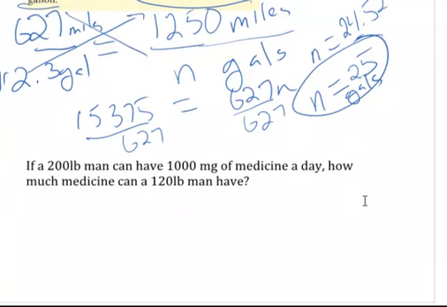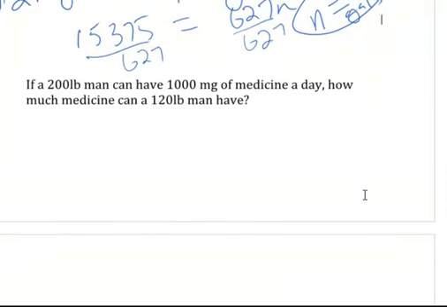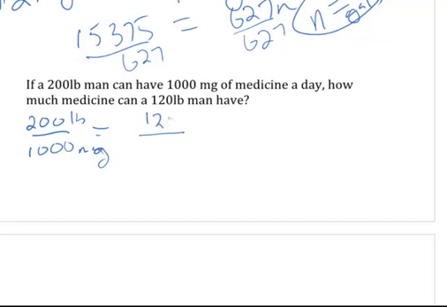Okay, so now let's take a look at the next problem that we have here. It says, if a 200-pound man can have 1,000 milligrams of medicine a day, how much medicine can a 120-pound man have? Okay, so again, I'm going to set this up rather simply, and I'm going to say a 200-pound man can have 1,000 milligrams of medicine a day. Now, this other man only weighs 120 pounds. We're trying to figure out how many milligrams of medicine he can have. So again, if you notice, I'm going pounds to pounds, milligrams to milligrams.